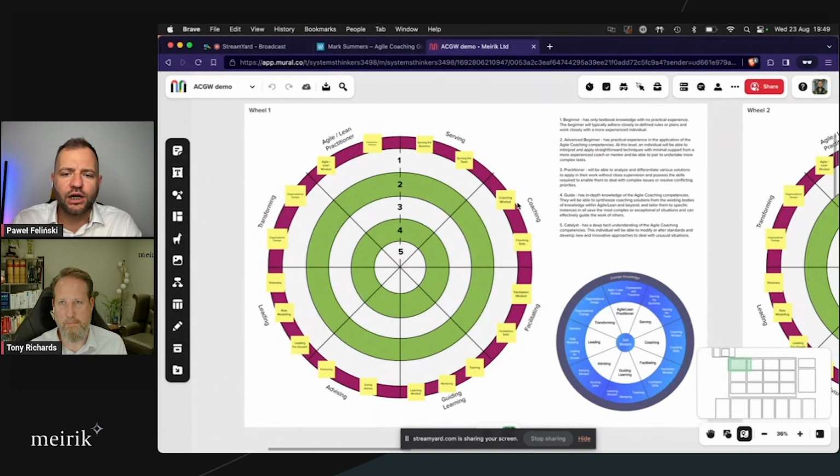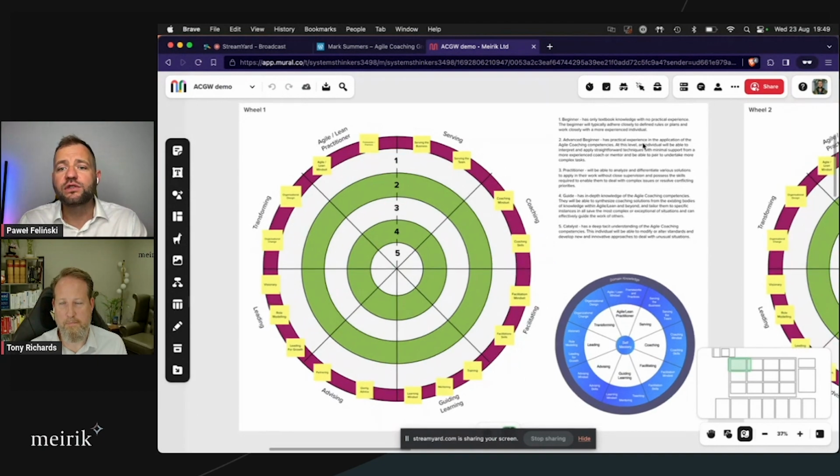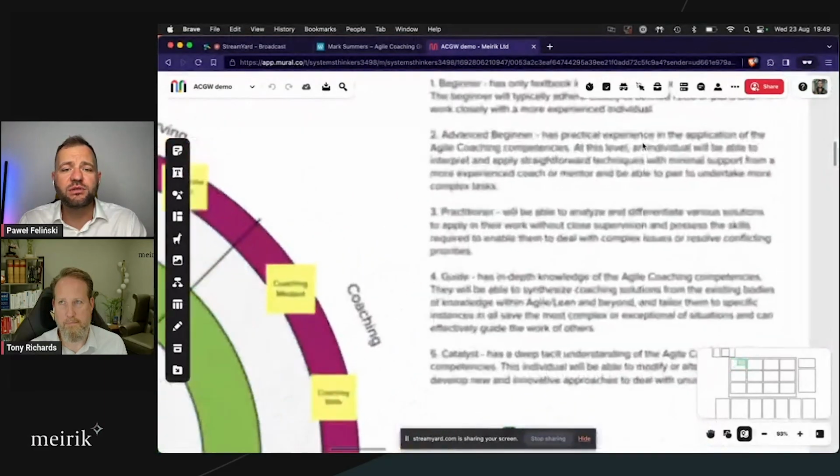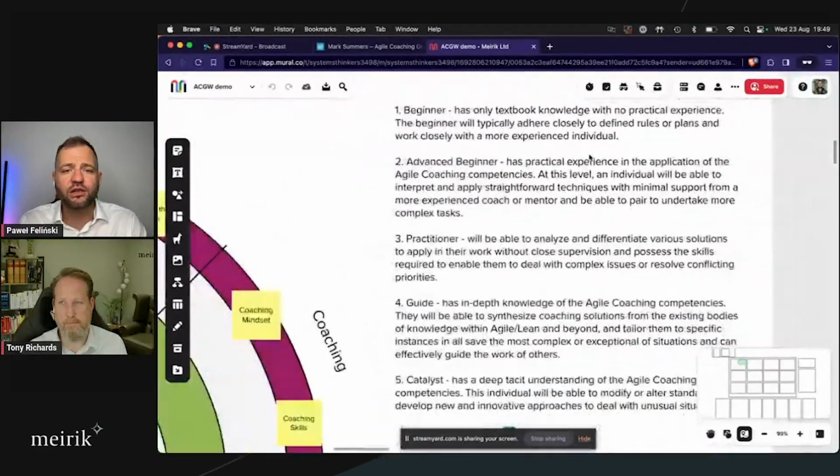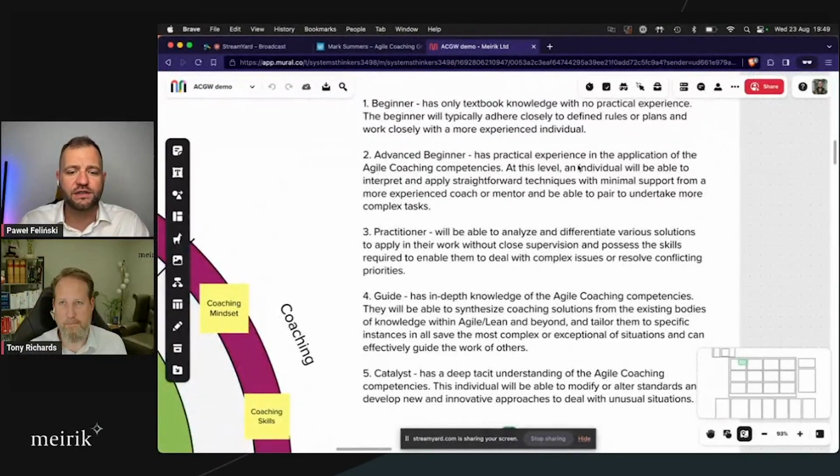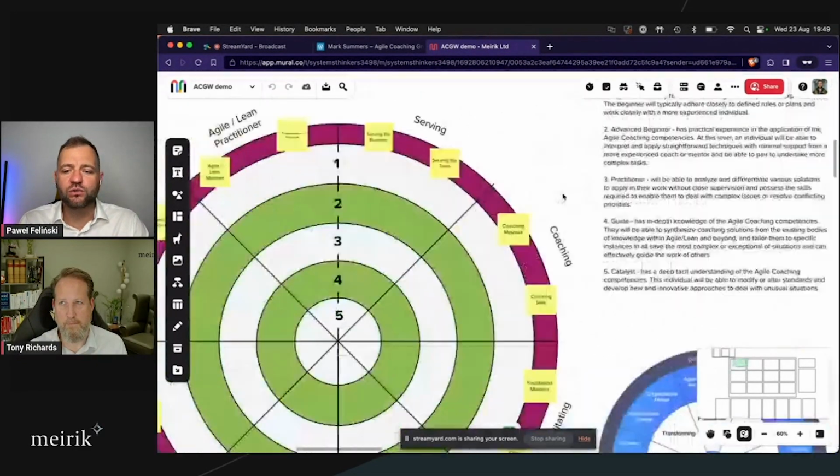You can take a look at the individual competencies, and again, you can assess yourself on a scale from 1 to 5 using exactly the same definitions of the growth levels, from beginner to catalyst, and based on this, you can assess where you are.